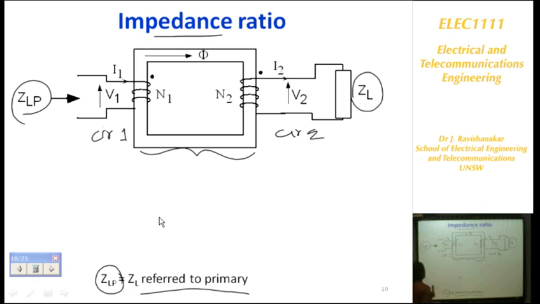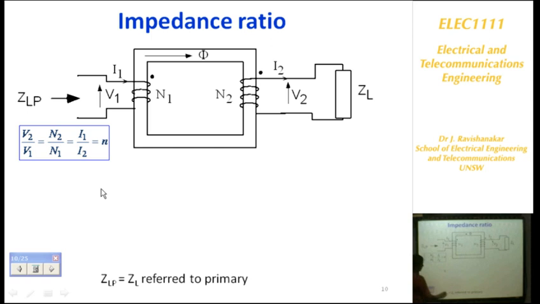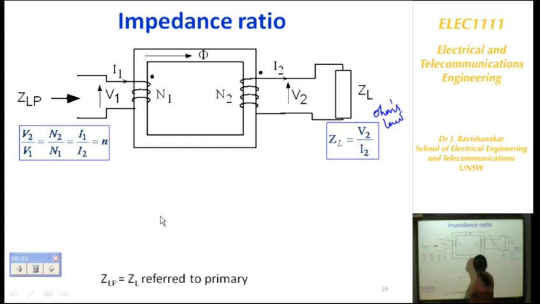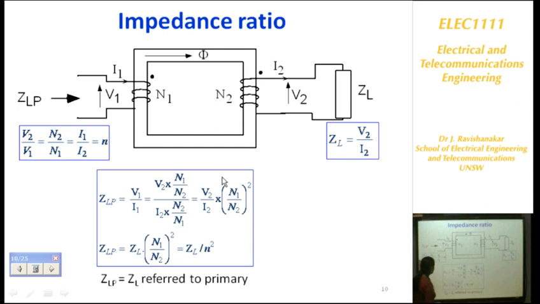So in this case, for example, we want to transform the load impedance ZL into the primary side, and then it is called ZLP, which is the ZL value referred to the primary side. So let us see how to do that. We have this turns ratio here, which you are already aware of. Next, we know that the impedance ZL is given by voltage on current. It's simple Ohm's law. By Ohm's law, ZL is V2 on I2.